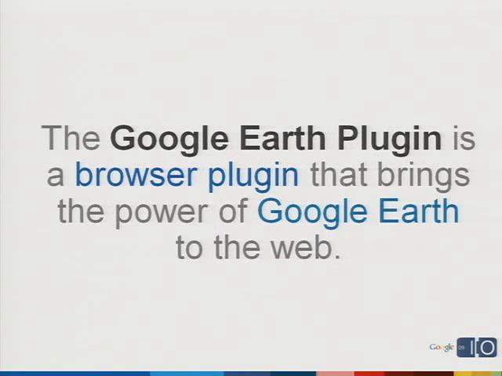The Google Earth plugin is kind of the consumer, the end user side of this equation. It's a browser plugin that takes the power of Google Earth and brings it into the web so that users can interact with your application as if they were in Google Earth, but looking at your content and whatever you want to show them.